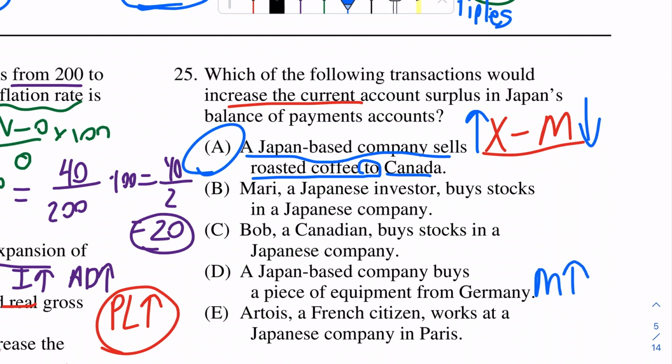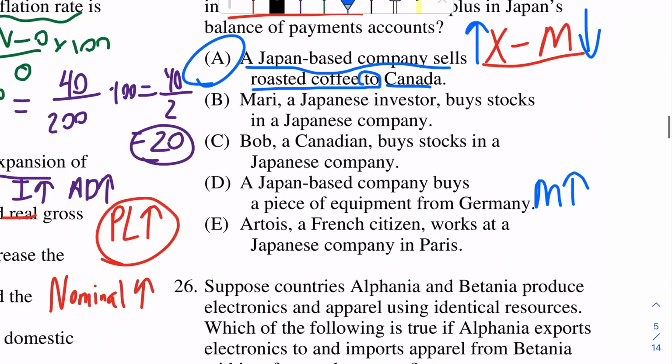And then Arasti Artois, a French citizen, works at a Japanese company in Paris. So that one would be, the money's going to Paris, right? Because he works at that company. So this will actually be decreasing the account surplus, not increasing. The only way we can increase it is with the change in the exports.